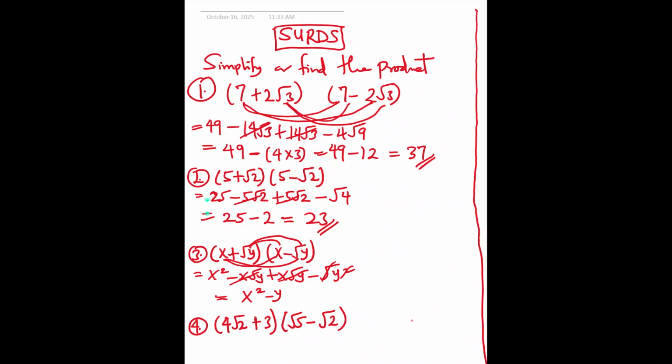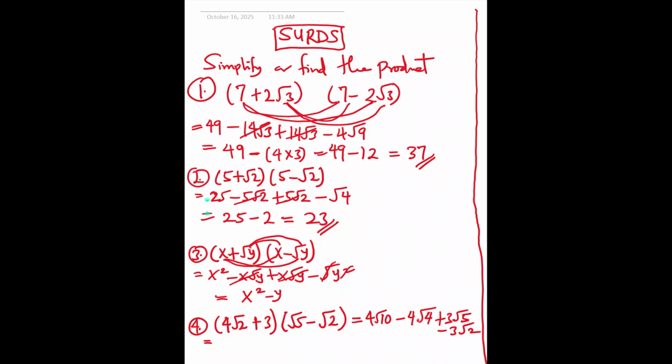And then we have number 4. So number 4 is 4 root 2 plus 3 times root 5 minus root 2. So if we expand it, 4 root 2 times root 5 will give us 4 root 10. Okay. And 4 root 2 times minus root 2 will give us minus 4 root 4. Right. And 3 times root 5 will give us plus 3 root 5. Right. And minus 3 root 2.